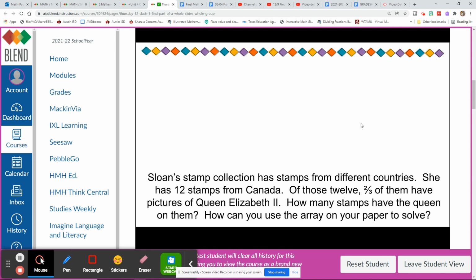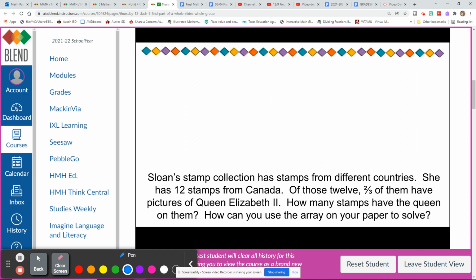Sloane's stamp collection has stamps from different countries. She has 12 stamps from Canada. Of those 12, 2/3 of them have pictures of Queen Elizabeth II. How many stamps have the Queen on them? How can you use an array on your paper to solve? Go ahead and use the algorithm, but also try and see if you can draw 12 dots in 3 groups and circle 2 of those groups and see if it matches. Then we'll come back and check.